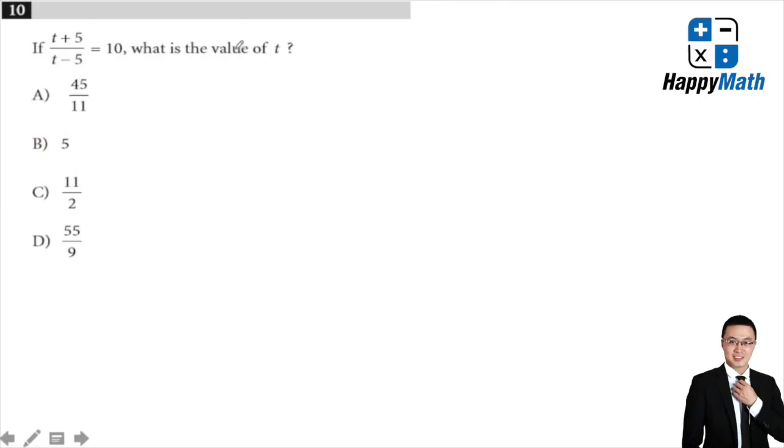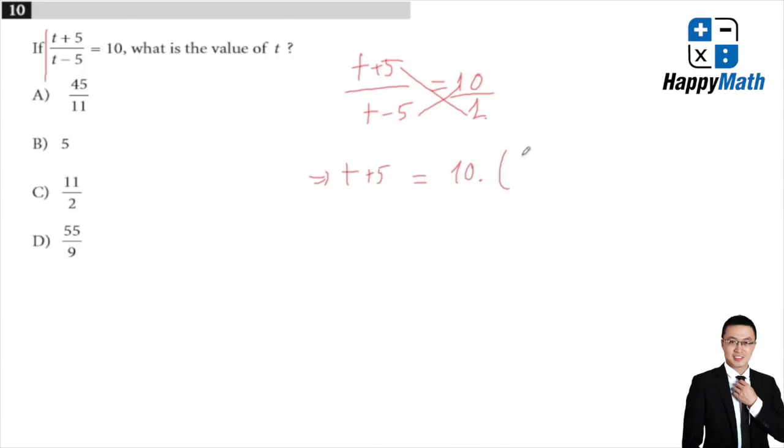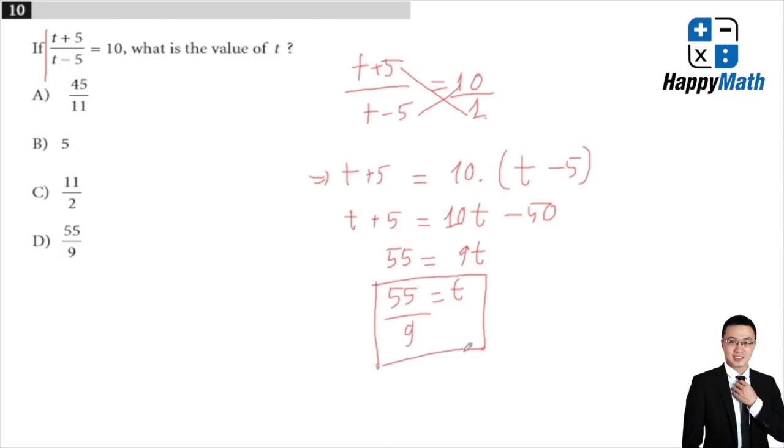Question 10. What is the value of t from this expression? Let's solve. 10 over 1, cross multiplying, will be equal: t plus 5 times 1 equals 10 times t minus 5. So t plus 5 equals 10t minus 50. Change sign: 9t equals 55. So t will be equal to 55 divided by 9. So D is my final answer.